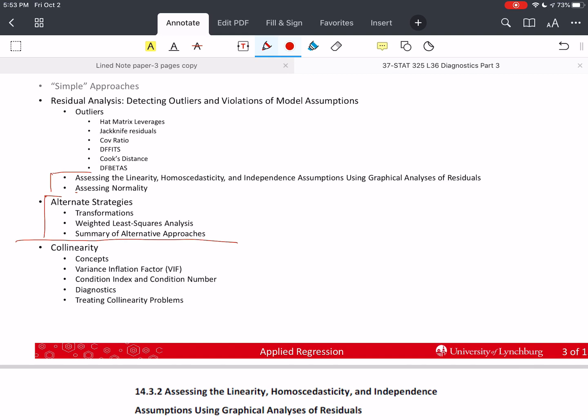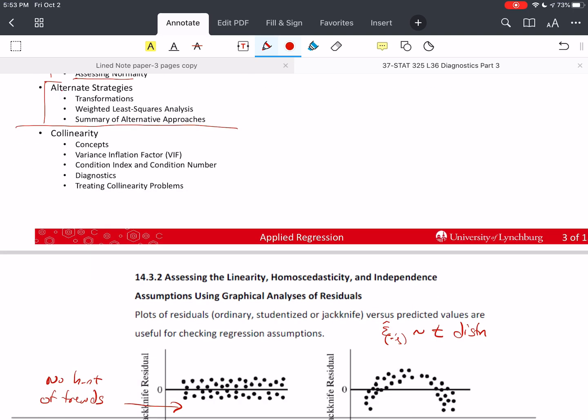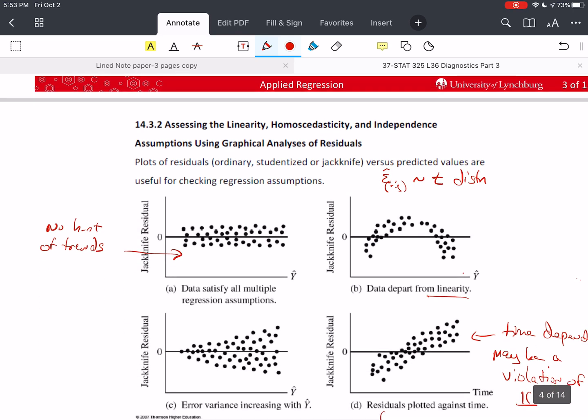So this time, in this video, we will be looking at assessing the normality, linearity, homoscedasticity, and independence assumptions using graphical analysis of the residuals. Then we will also assess normality and look at some of these alternate strategies. So let's look at these residual plots here, and these are plots of residuals. There's ordinary, studentized, or jackknife is fine, versus the predicted values, y hat. And these are useful for checking these regression assumptions.